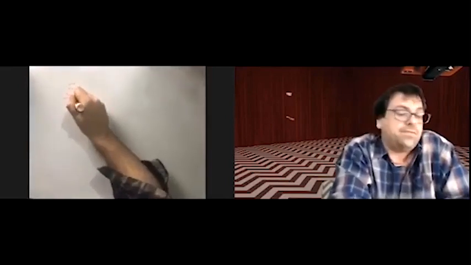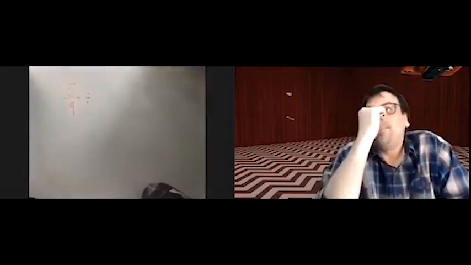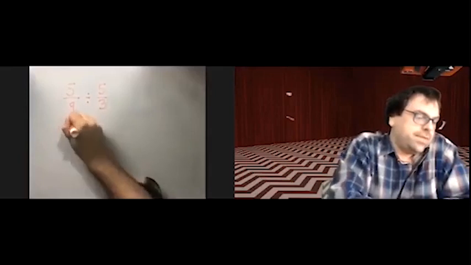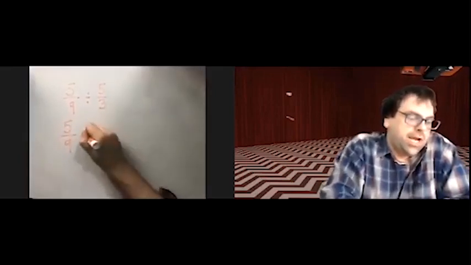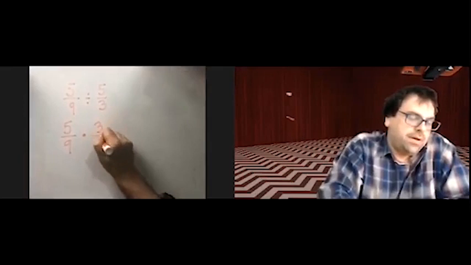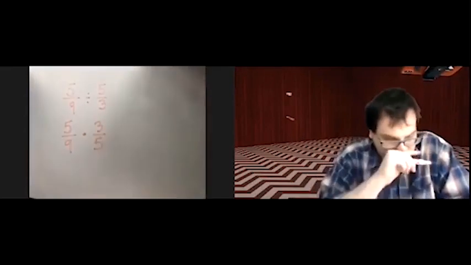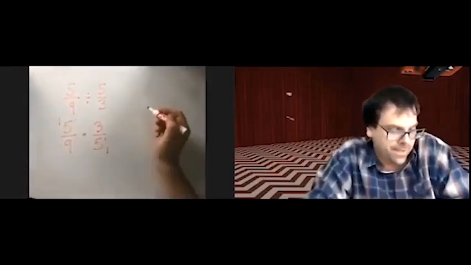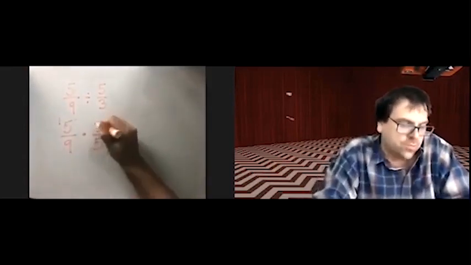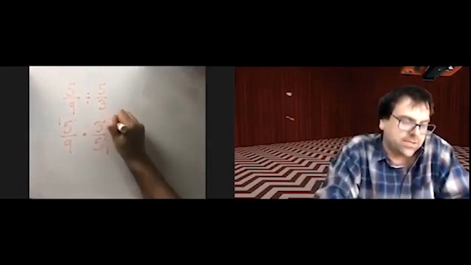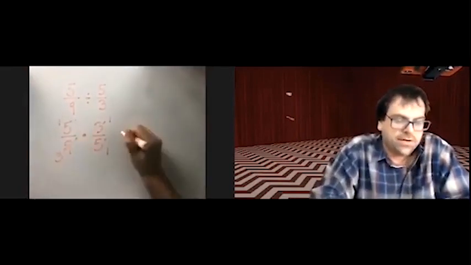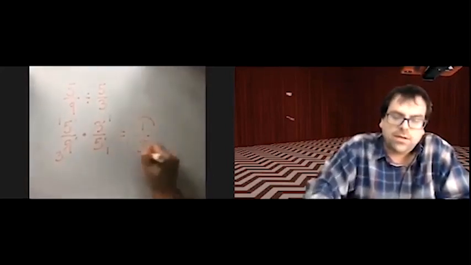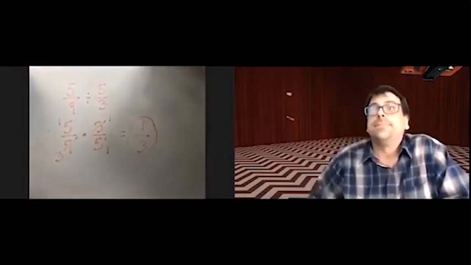Dare I say these are kind of fun. 5/9 divided by 5/3. Keep, change, flip. Once we have multiplication, we can cancel 5 over 5. That's 1 over 1. 3 over 9, that's 1/3. 3 divided by 3 is 1. 9 divided by 3 is 3. 1 times 1 is 1. 3 times 1 is 3.